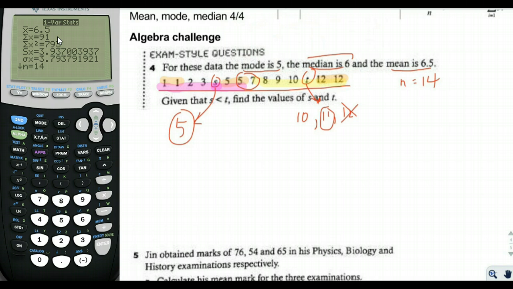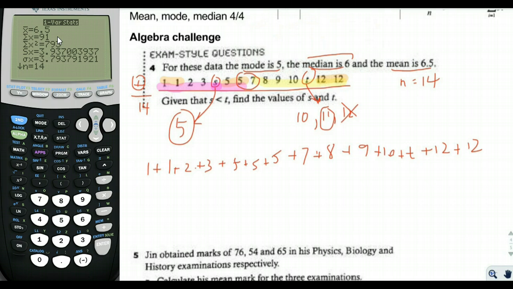The other way you would do this with algebra would be that you would use the formula to get the mean. You know the formula to get the mean, right? You add up all these numbers, and then you divide by the number of numbers, which is 14. So we do 1 plus 1 plus 2 plus 3 plus 5 plus 5 plus 5 plus 7 plus 8 plus 9 plus 10 plus, and we don't know what t is, right? So if we added up all these numbers and we don't know what t is, and then we divide it by 14, that will give us 6.5.